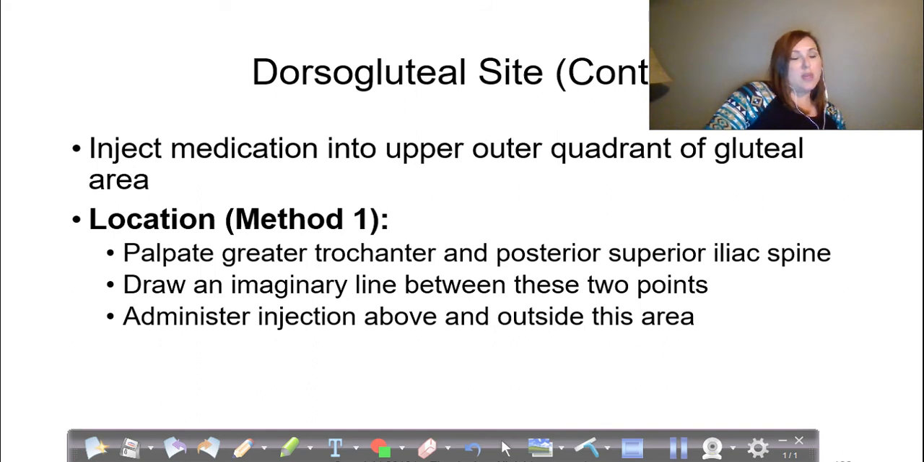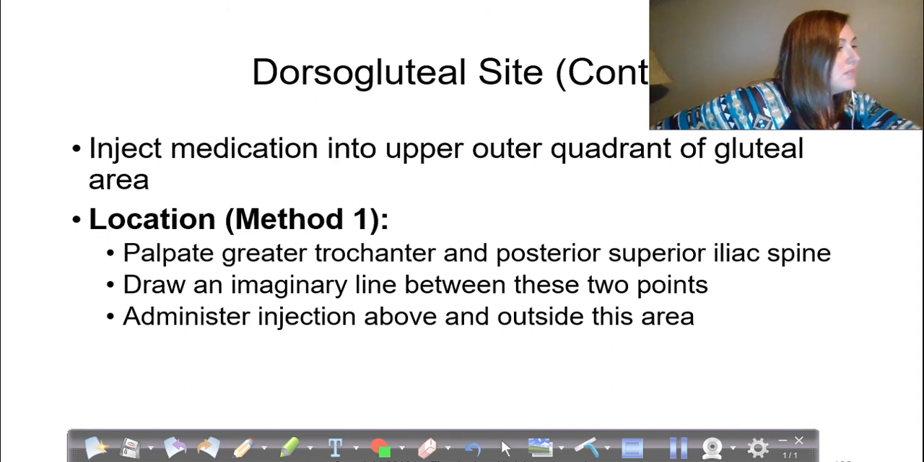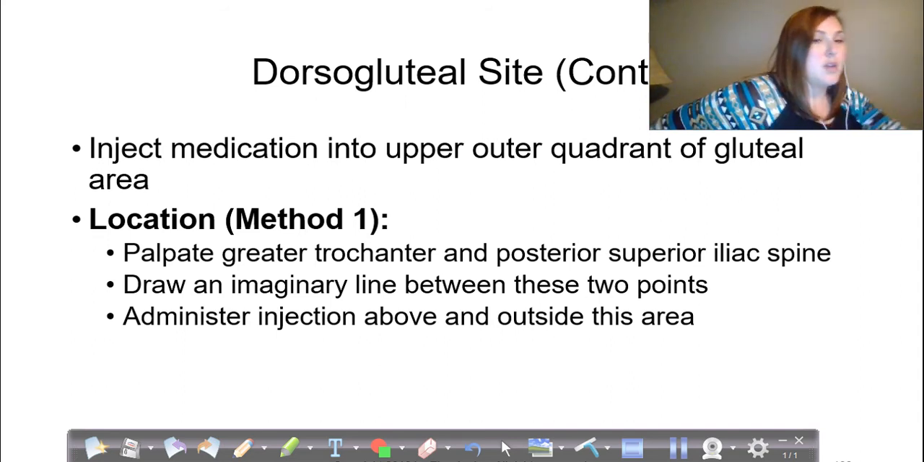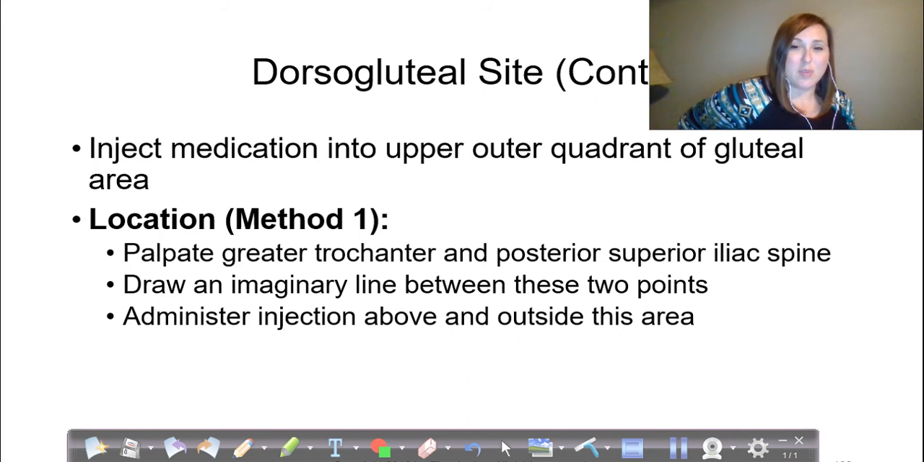So you're going to palpate the greater trochanter, that is the top of your femur, and the posterior superior iliac spine. That area is your back. It's kind of like where the dimples of your buttocks are. That dimpled area. You can draw an imaginary line between these 2 points, and then you want to inject above and outside of that area.